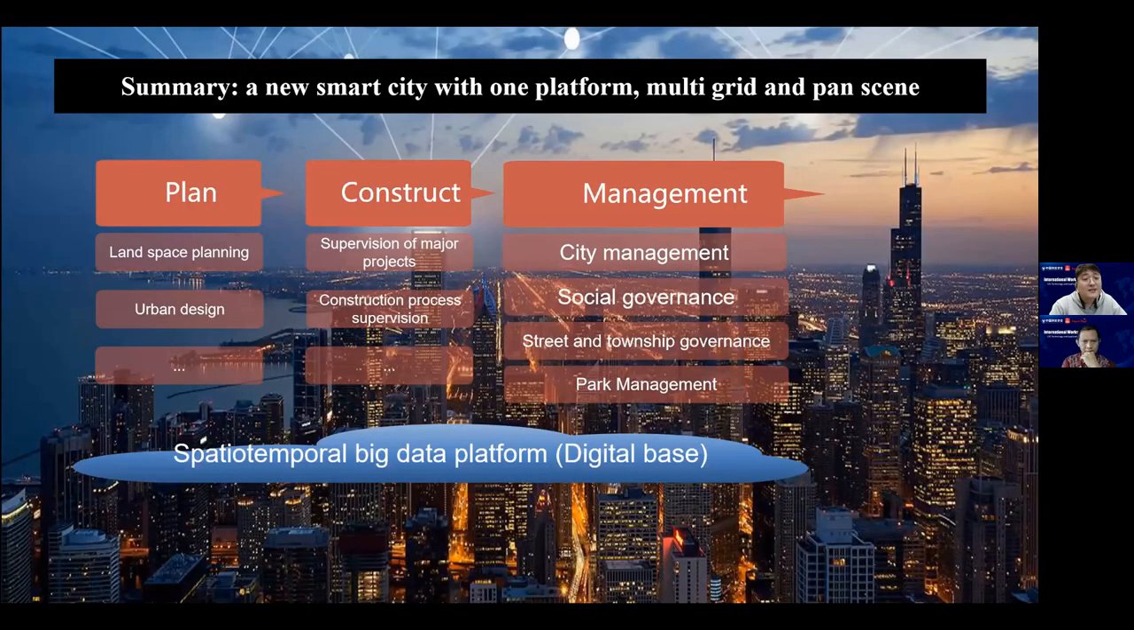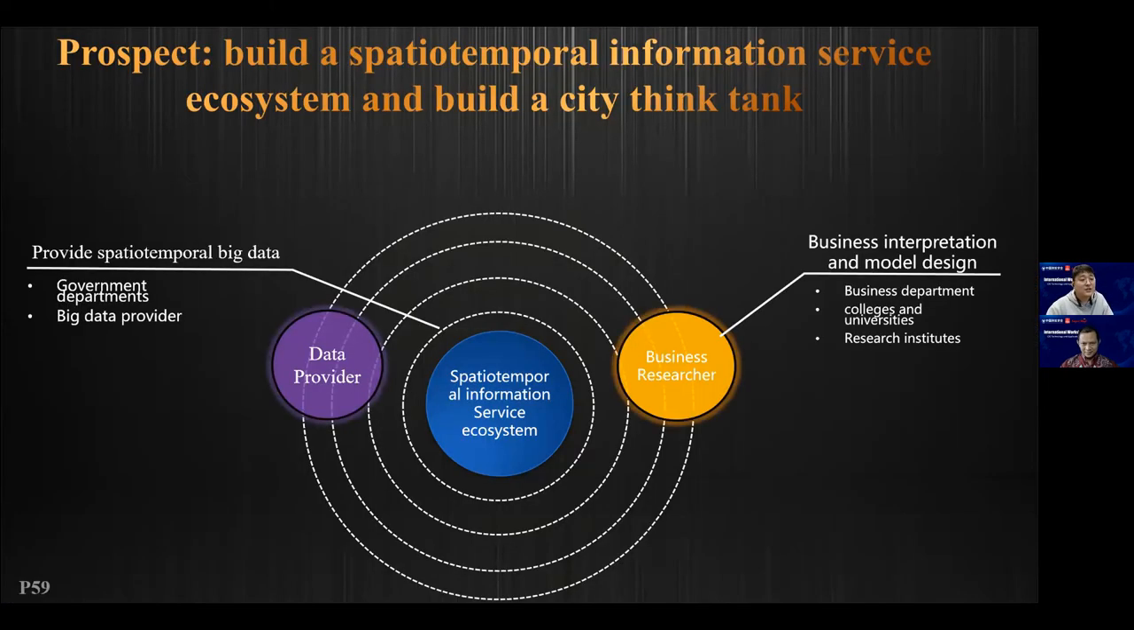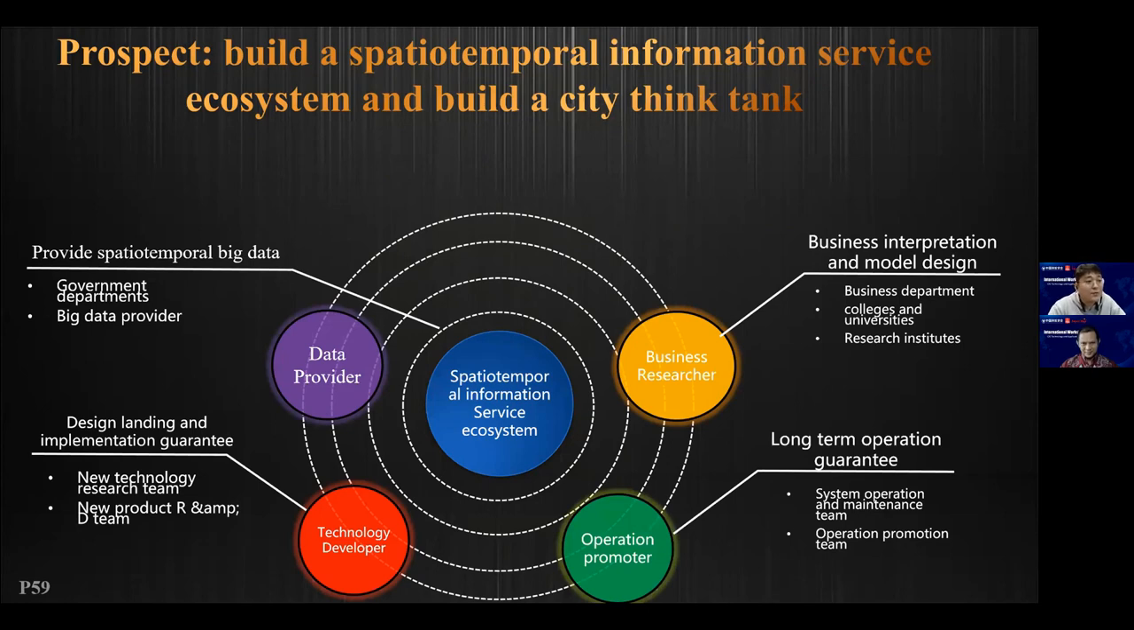Okay, as a summary, the new smart city with one platform, multi-grid, and pan-scene can cover the process from plan to construction to management of city construction. And the last one is the prospect, which is to build a spatial-temporal information service ecosystem and build a city think tank. For this, we need multiple players, different players inside this ecosystem, to work together to build a better smart city.